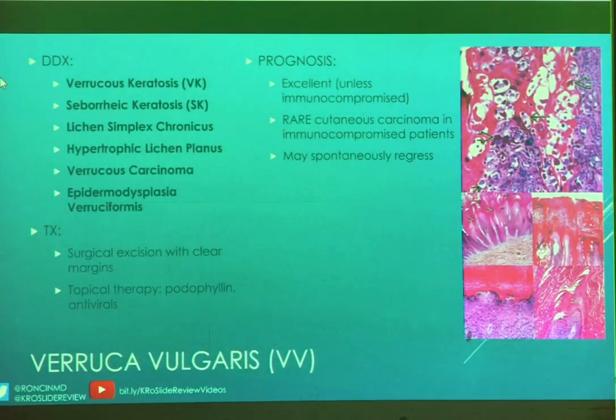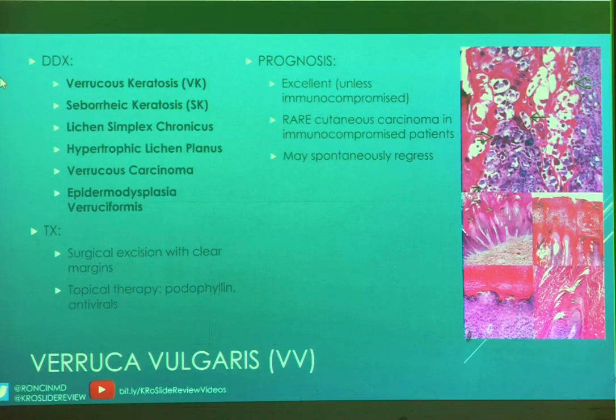Differential, well, it's a little smaller, but it still includes a lot of things that look like warts, whether it's verrucous keratosis, seborrheic keratosis, or verrucous carcinoma, which is relatively rare. Treatment for these lesions tends to be either cutting them out with clear margins or topical therapy. So this is often where they'll talk about freezing warts off as well. Some people will say things like apple cider vinegar, lots of different things you can do for warts.